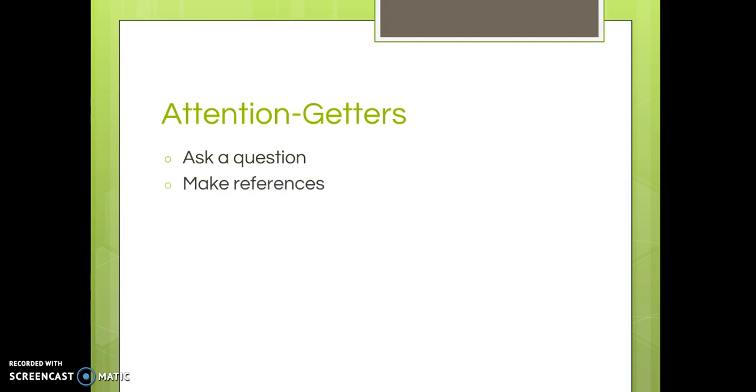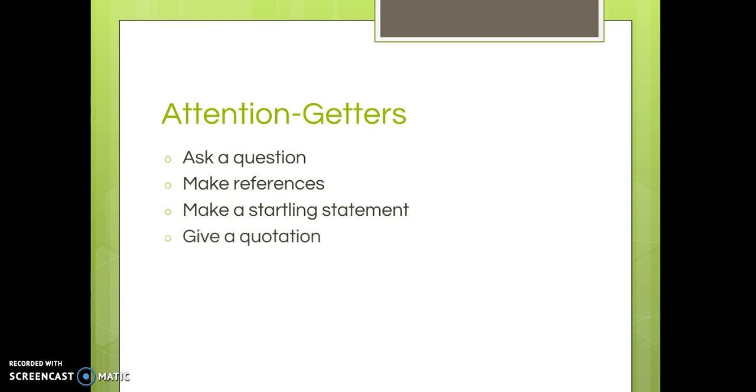You can make references to people, surroundings, policies, anything that you know the audience is familiar with in order to connect them with your topic. You could make a startling statement. You could use a statistic, but be careful that you don't offend your audience when you give that startling statement.